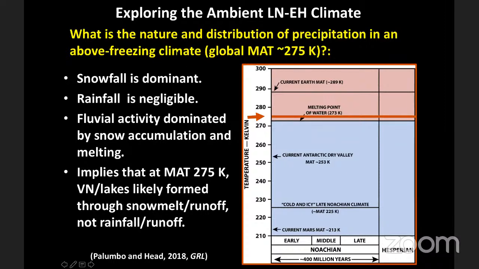So we've also taken a look at the nature and distribution of precipitation in an above freezing climate. Ashley and I modeled this in a GRL paper in 2018. What would the climate look like in a 275 Kelvin mean annual temperature climate? It turns out that snowfall is still dominant. Rainfall is negligible. We've modeled that you need to get it above 285, 289 K on Mars to actually get significant rainfall. Fluvial activity is dominated by snow accumulation and melting. So that's another data point here. It looks like even at 275, you're not going to get significant pluvial, that is rainfall precipitation and runoff.